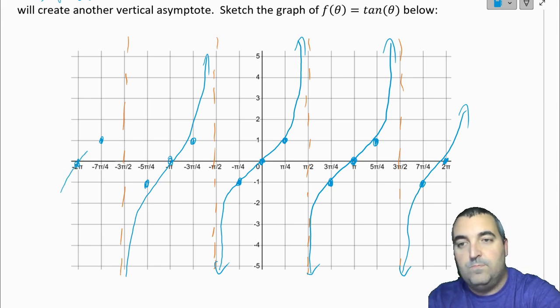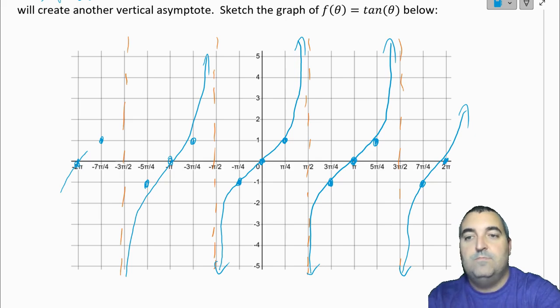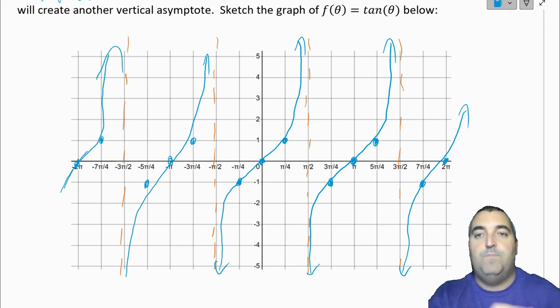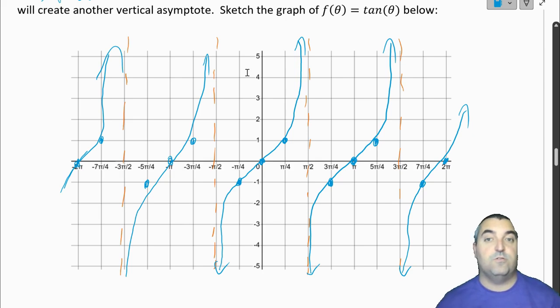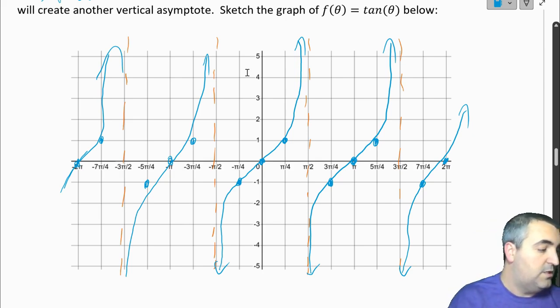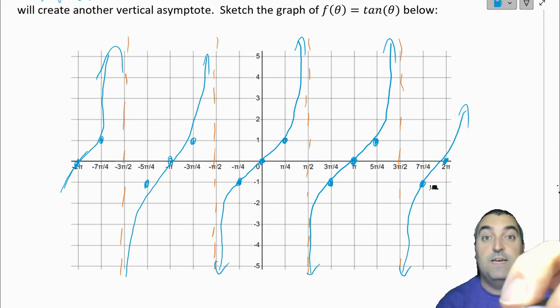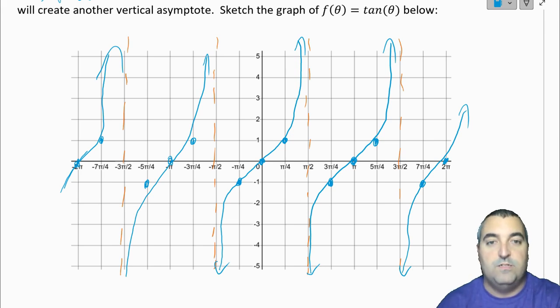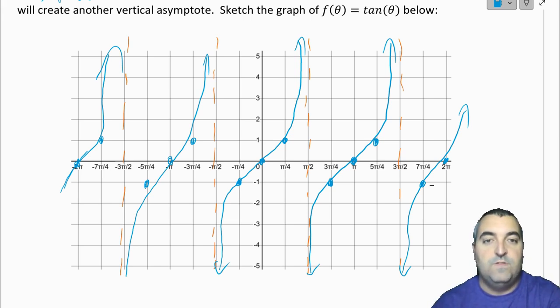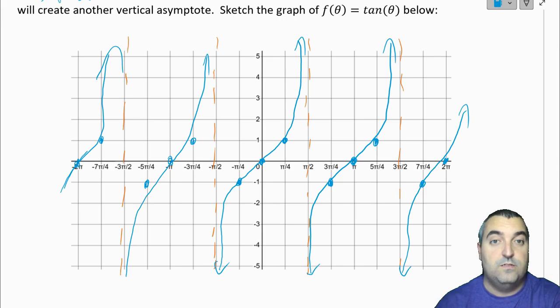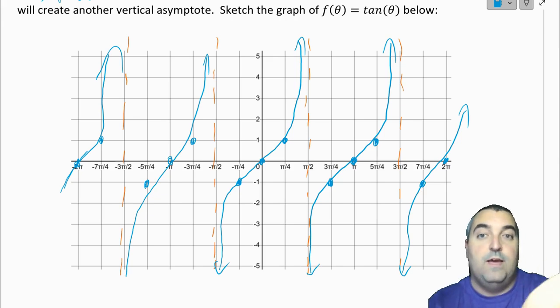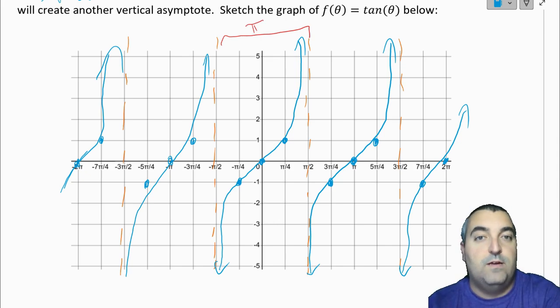Oh no, my pen, why does it do that? So yeah, connect it, there we go. And this is our tangent graph. A few things you should notice, and this is the basic tangent graph, so no transformations done. You'll notice that each of these sections is a period, and that means that the normal period is pi. It starts repeating every pi.